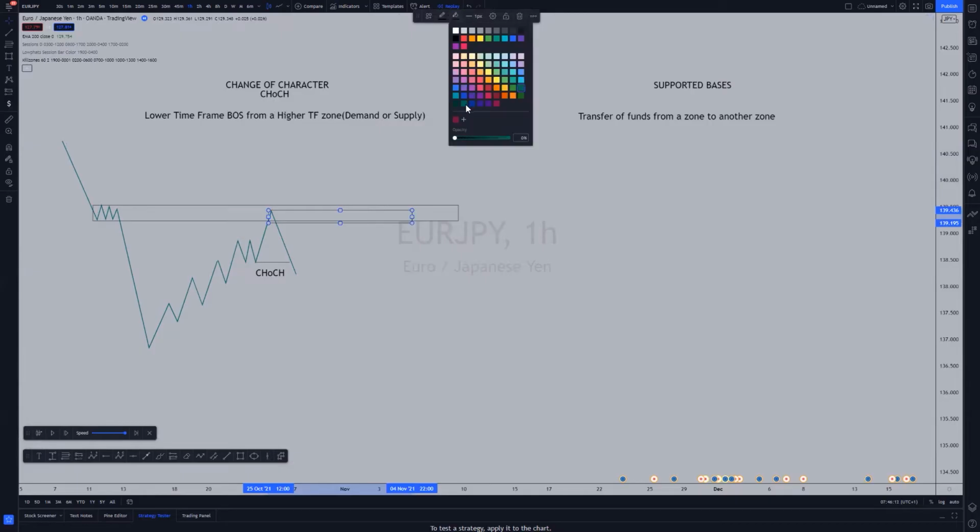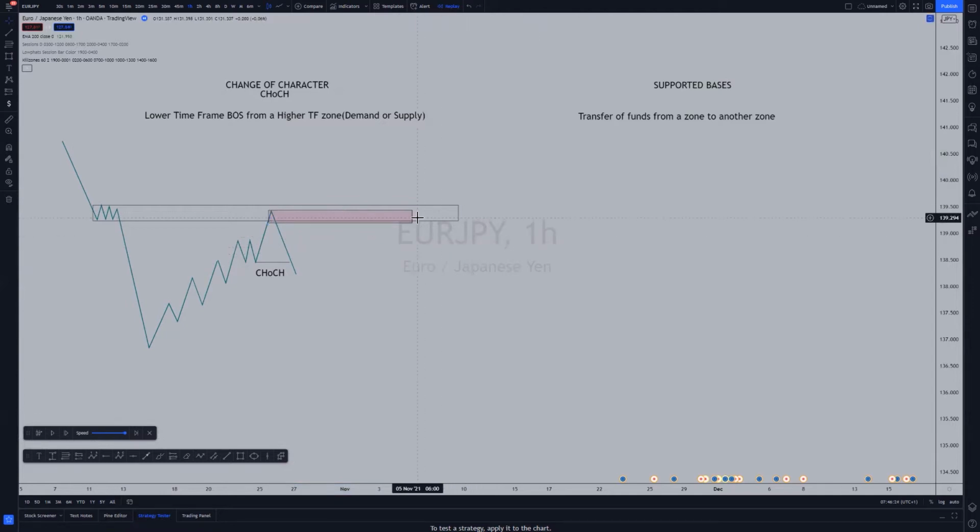Let me give it a color so that we can see it very well. Of course, this is now my supported base. What is a supported base? A supported base is a transfer of funds from one zone to another zone. So the zones we have here, of course, bases, are where we watch out to buy or sell trades. They are my zones.